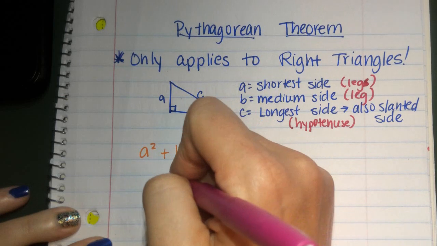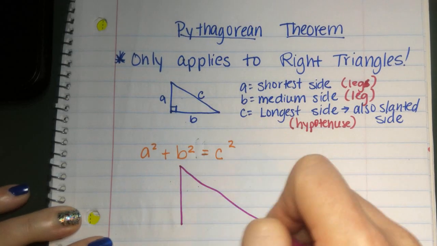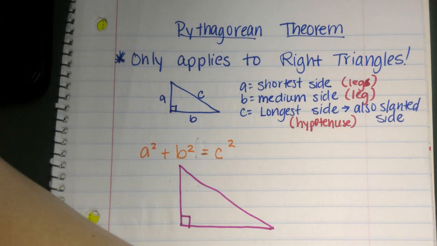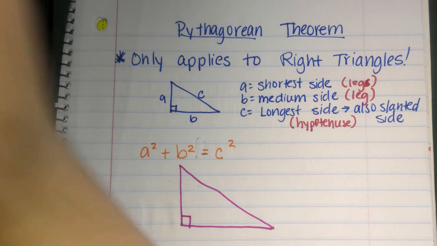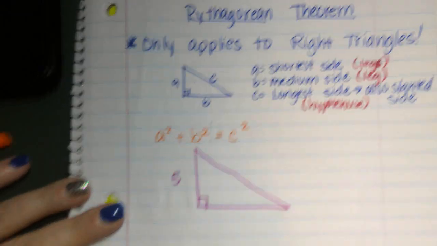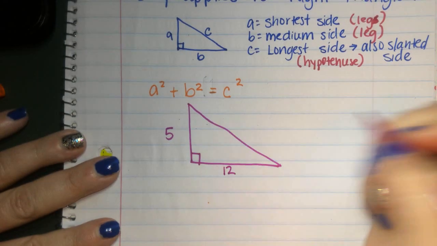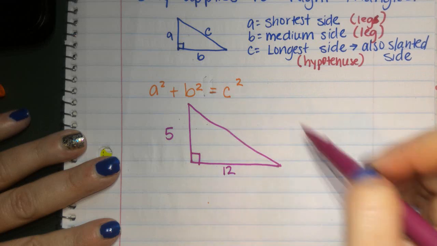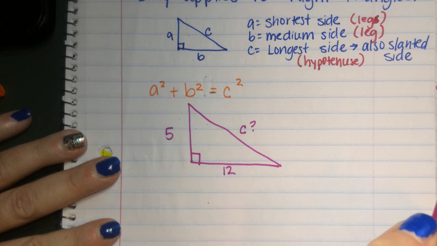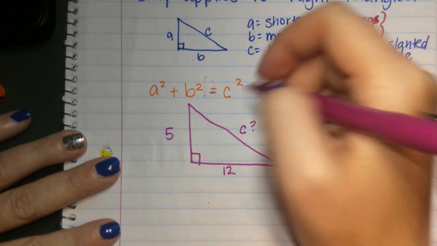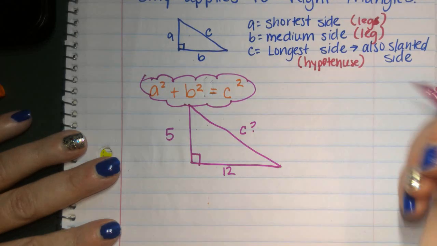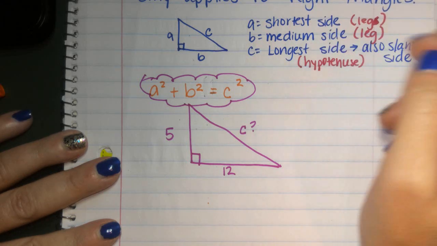Alright, let's do another one. Okay, this is our right angle. Let's say A is 5. Let's say B is 12. We need to figure out what C is. Okay? So we don't know what it is. But using our Pythagorean theorem right here, we can figure it out because it is a right triangle.